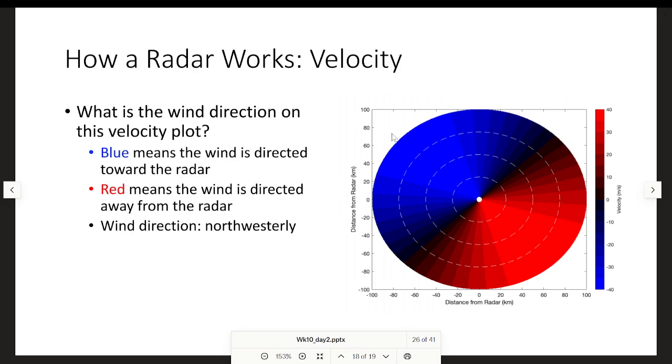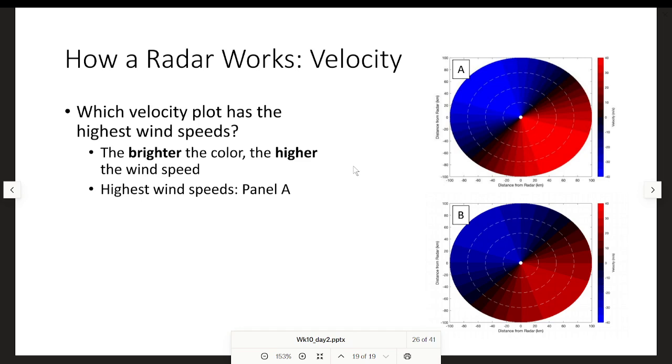Then, again, we start and see where the wind velocity is going towards the radar. It's going towards the radar, hits the radar, and goes away from the radar. So, it's northwesterly. Which velocity plot has the highest wind speeds? This plot has brighter colors, so it has higher wind speeds. So, panel A has the higher wind speeds.